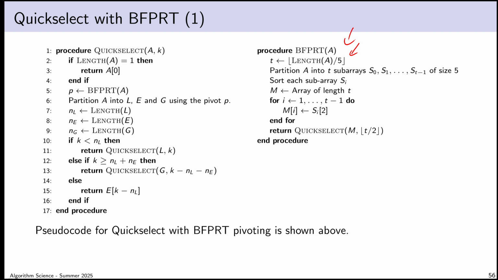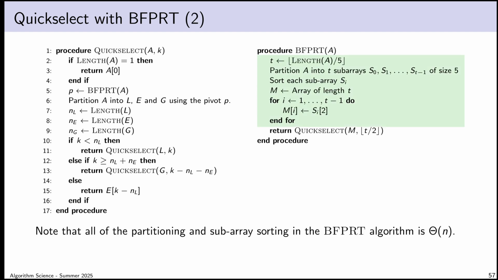A divided by 5, so T is the number of subarrays I'm going to want. I then partition A into T subarrays, and I'm not going to bother explaining how to do that because it's pretty clear how we partition things. That can be done in linear time. And I think the slides are going to do a nice green highlight for me there, yes. So I can do this in linear time.